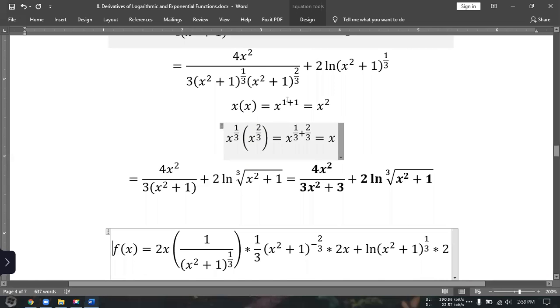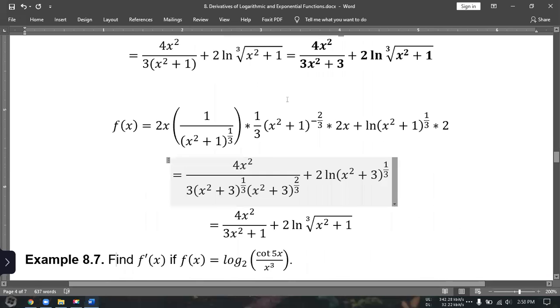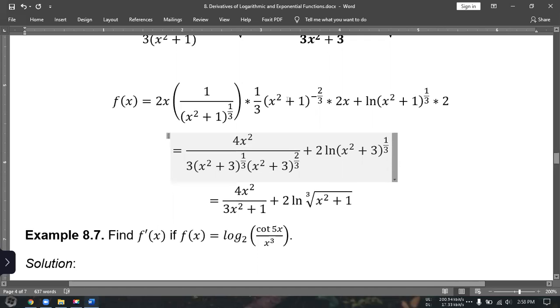Let's proceed to our next example, this time involving the quotient rule. But let's try to apply first the quotient rule before we solve this by applying the properties of logarithms, and let's verify if we'll be getting the same solution.